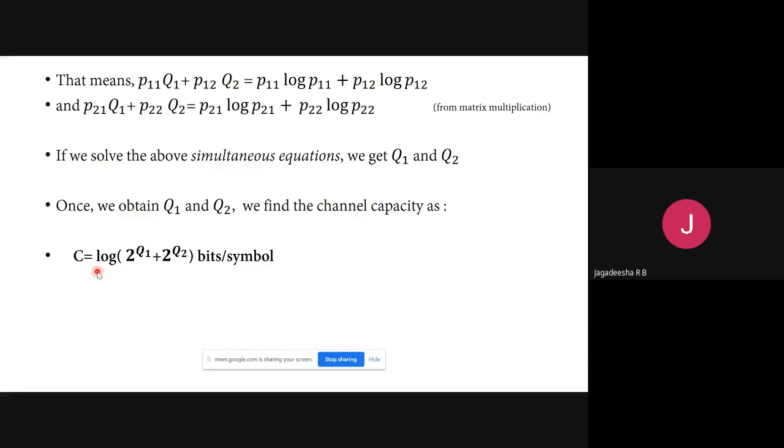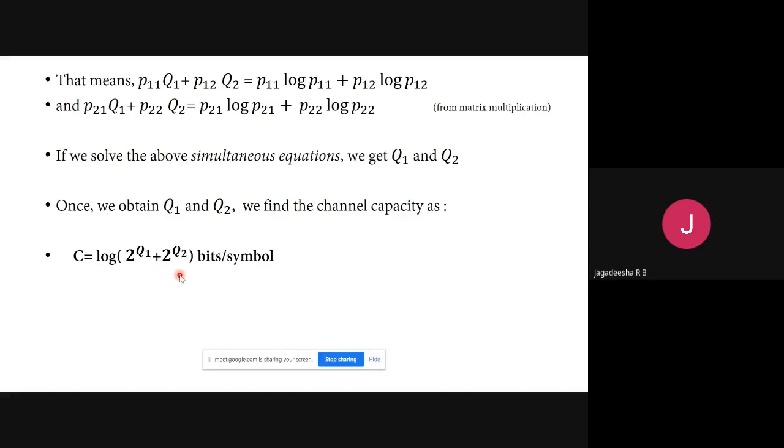And if you want to know how to arrive at these relationships, that is 2 power Q1 and 2 power Q2, of course, that is not part of our syllabus, but there is a special paper by Muroga that gives the detailed study of arriving at this particular relation, why this should be 2 power Q1 or 2 power Q2 and so on. In our syllabus, we have only to determine the channel capacity, assuming that we know the equation. So we directly use the equation to find the channel capacity.